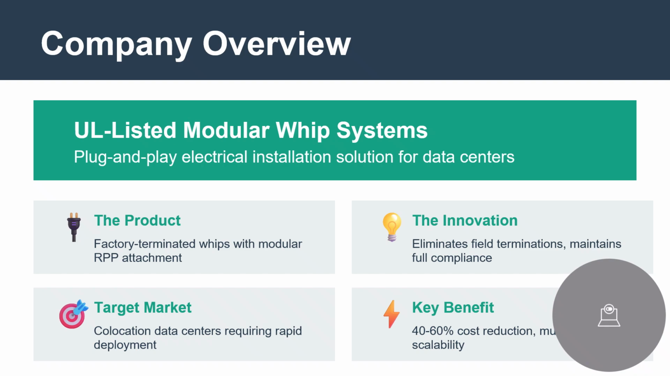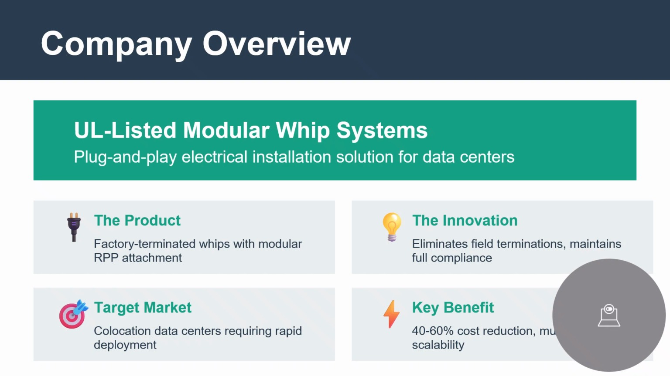First, it's expensive because you need licensed electricians for repetitive tasks. Second, it's slow because you are dependent on electrician availability. And third, it's a nightmare for national deployment because every state has different licensing requirements. Our solution is a plug-and-play system with factory terminated connections and a modular top hat attachment. This eliminates field terminations entirely while maintaining full UL and NEC compliance. What this means practically is that we can reduce the need for licensed electricians by 40 to 60%.